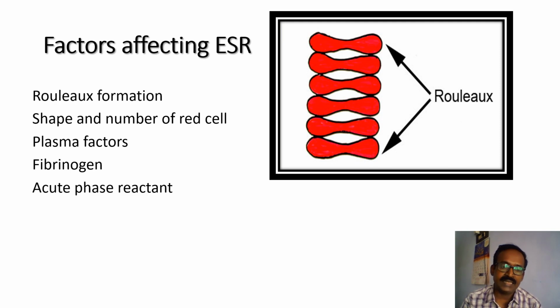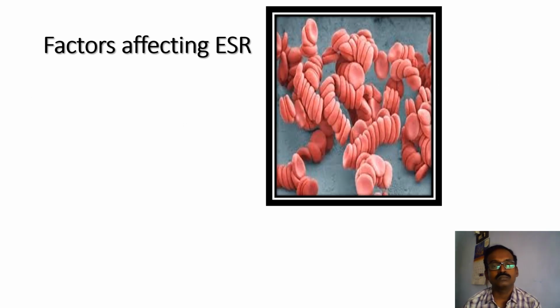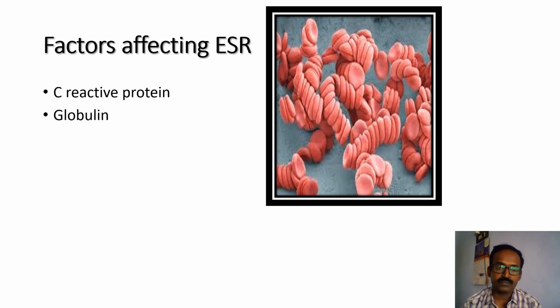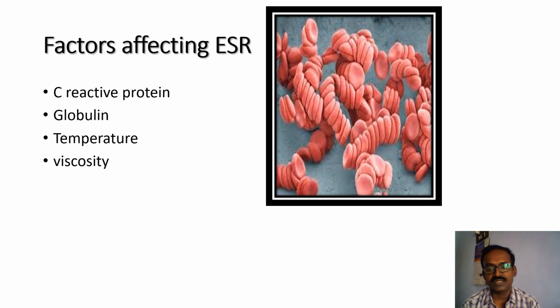And acute phase reactants, which are produced during inflammatory conditions, like C-reactive protein, also affect the ESR. Globulin also increases the ESR. And temperature: if the temperature increases, the falling rate is more compared to a lower temperature. And viscosity: if the viscosity is less, the settling rate is more. More viscosity means the ESR decreases.